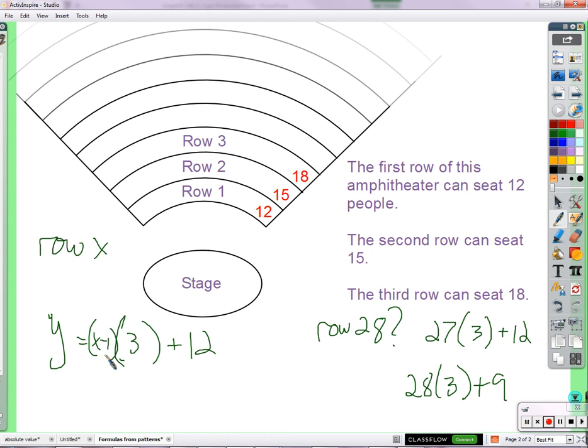28 minus 1 is 27. So we take the row number and we subtract 1. Right, 27 times 3, we multiply it by 3, and we add on the original 12 from row 1. Emma? You could also do x times 3 plus 9. You could also do that. Absolutely. It'd be 3 times x plus 9 if I'm thinking of starting from down here.